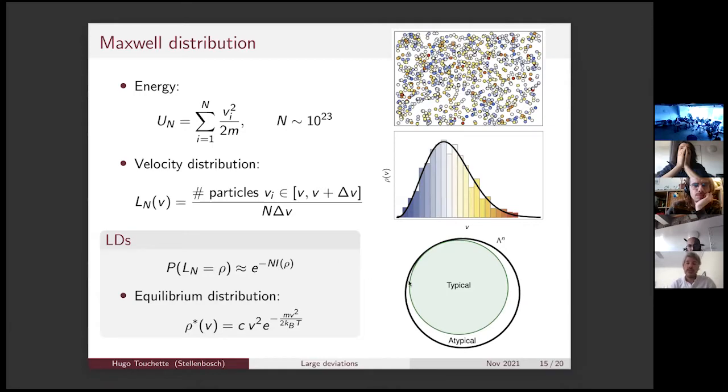And then what you see is that most configurations of the perfect gas will have an energy distribution or a velocity distribution that follows the Maxwell distribution. So you have a huge space of configurations, but if you just sample configurations at random in that gas with collisions, most configurations will have a velocity distribution close to Maxwell. So this is the concentration effect.